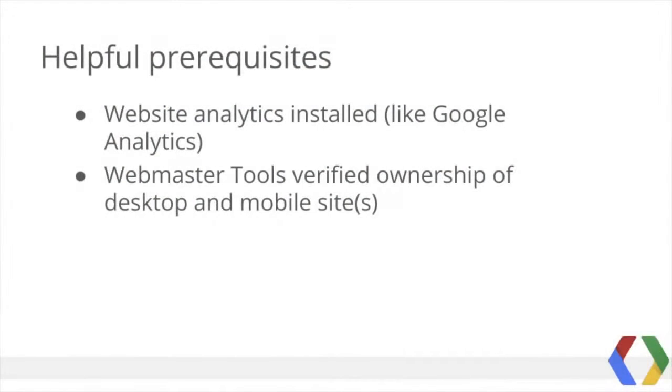To improve your site, helpful prerequisites include website analytics installed. I will use Google Analytics, and also Webmaster Tools verified ownership of your desktop and mobile sites. If you're using responsive web design, then you only need to verify ownership of one site. If you have separate URLs for desktop and mobile pages, like www and m, you'll need to verify two sites.